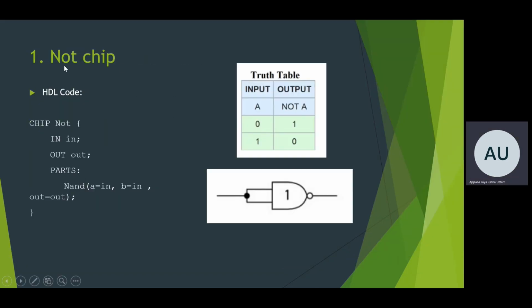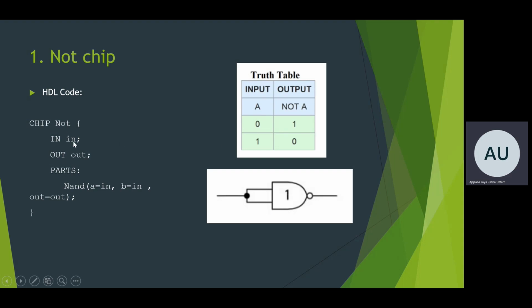So first is the NOT chip. According to the truth table, we know that if the given input is 0, the output will be 1, and if the given input is 1, the output will be 0. So for this, the HDL code will be as follows; these are the ports in which the NOT gate will be used.